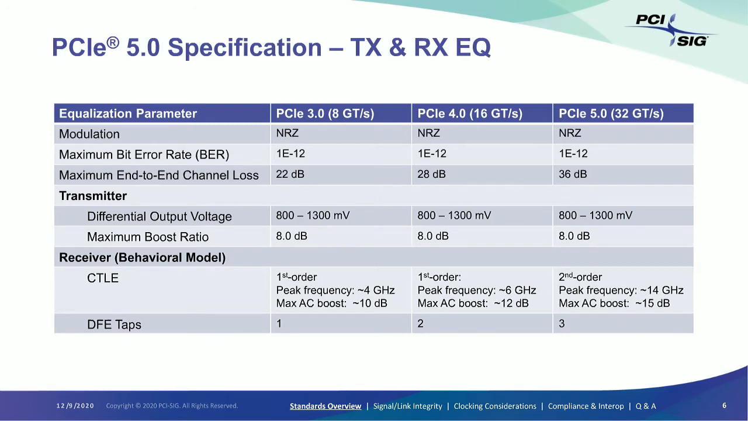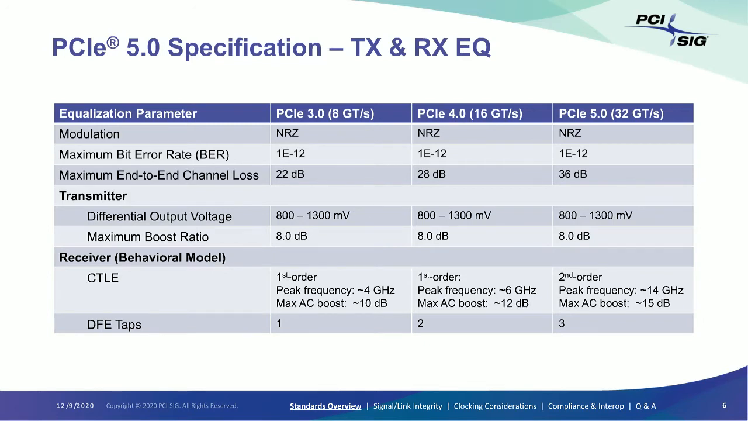Now, one change from Gen 4 is the increase in the end-to-end loss budget, which has gone up to 36 dB compared to 28 dB for Gen 4. So it's a very advanced technology. In fact, it's the fastest non-return to zero standard in the industry. And with a 36 dB loss budget, it's a very advanced and challenging technology to implement in the system that provides many benefits for the system.